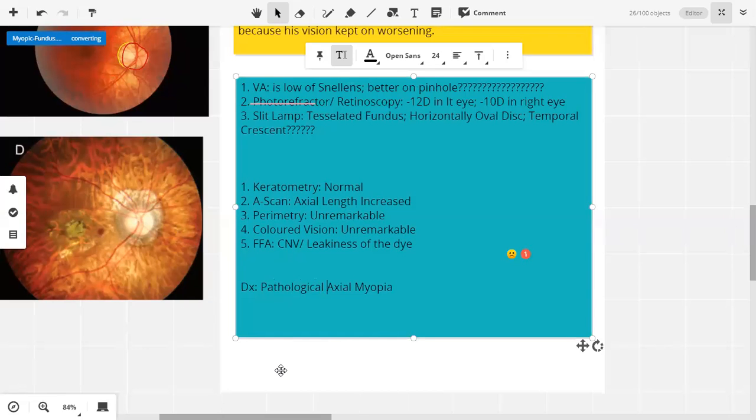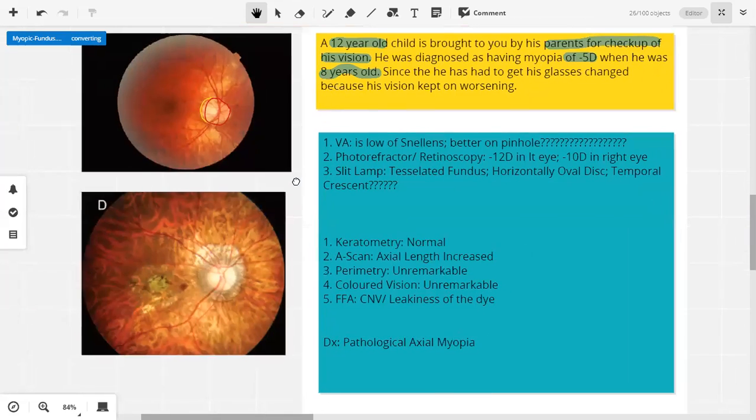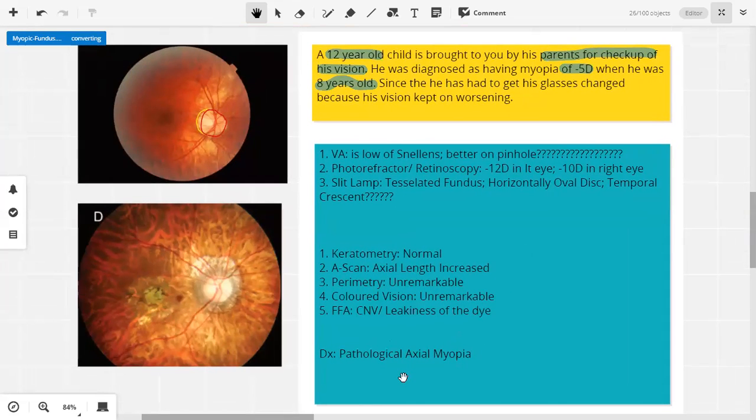There is 1 minute left. I'm going to end this session, and then we'll discuss this case. The next two cases are much shorter and simpler than this one. But this is a very high yield topic in refractive errors, and I wanted to discuss this. So I'll be back in a minute.